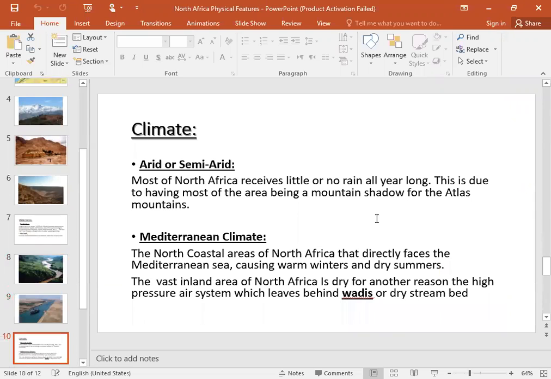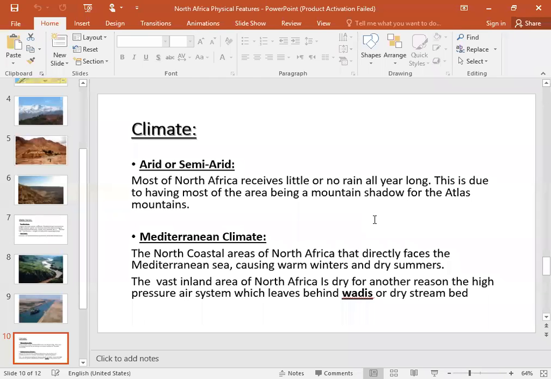Let's talk about the climate. Most of North Africa receives little or no rain all year long. This is due to most of the area being in the mountain shadow of the Atlas Mountains. So actually it is very dry, and it receives little rain or no rain at all year long. Okay, so this is what brings us to a special kind of climate. As you can see, it affects not only the weather, but also the kind of crops that can be grown.